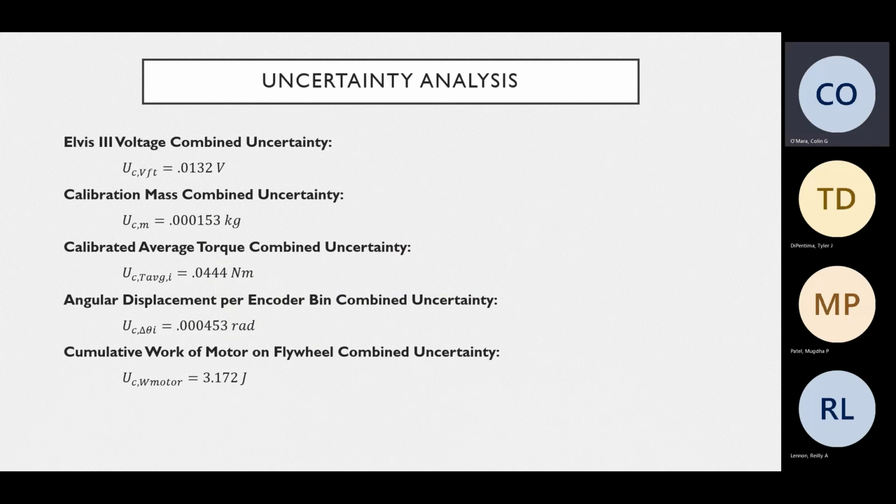Here are the uncertainties that we found overall with the work. The 2 main ones that we found in the beginning were from the Elvis and the calibration mass combined uncertainty. With these 2, we were able to find the combined uncertainty of the torque and the angular displacement per encoder bin. And then finally, the final uncertainty of the cumulative work done by the motor on the flywheel was found to be 3.172 joules.